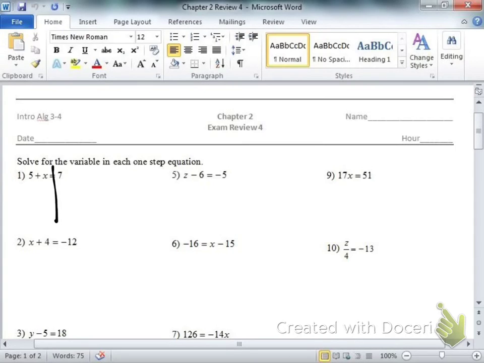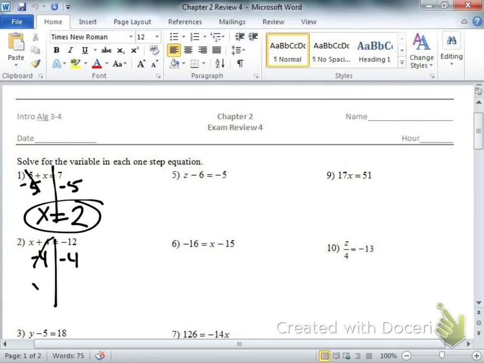Number 1, we're undoing adding 5, so we subtract 5. That leaves us with x equals 7 minus 5 gives us a 2. Number 2, I need to undo adding 4, so I'm going to subtract 4. That gives me x equals, they are both negative, so I can add them and keep the negative sign. I get negative 16.